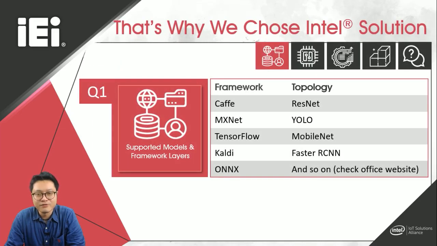There are many deep learning frameworks, and users may have different preferences. Let's say some prefer TensorFlow, others prefer Caffe. So OpenVINO supports Caffe, MXNet, TensorFlow, and Kaldi. And if users prefer other frameworks, you can also convert their model to ONNX to run on the OpenVINO toolkit. And the OpenVINO toolkit supports most of the popular topologies, such as ResNet, YOLO, MobileNet, and Faster R-CNN. For a more complete supported topology list, you may refer to the Intel official website.